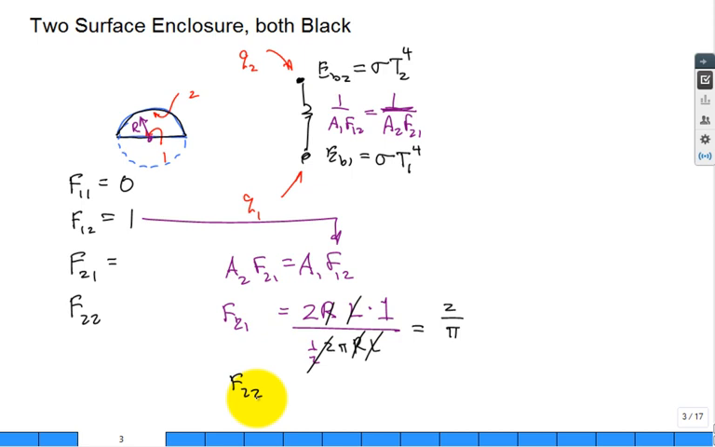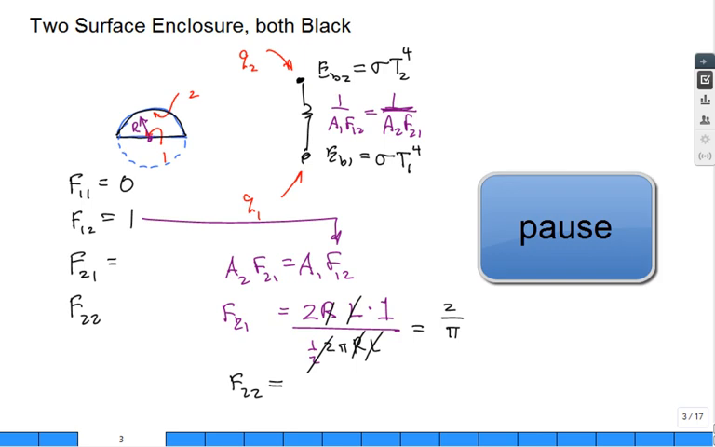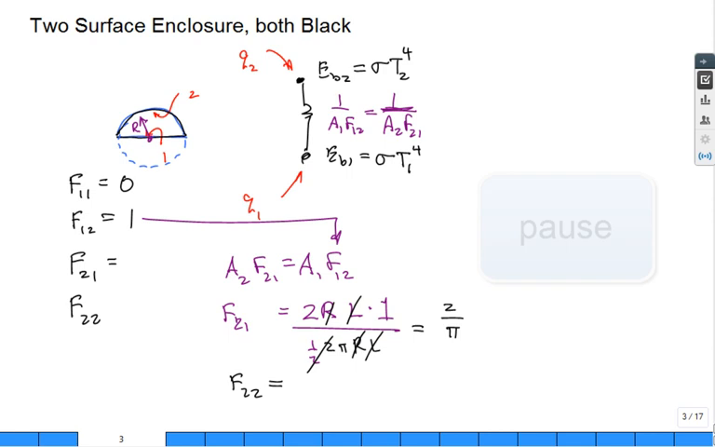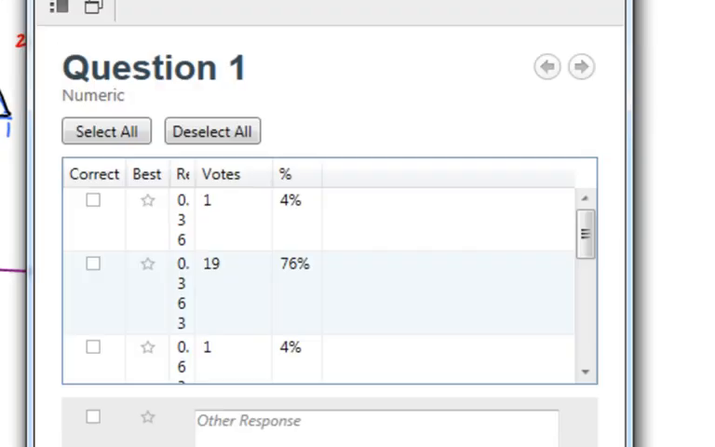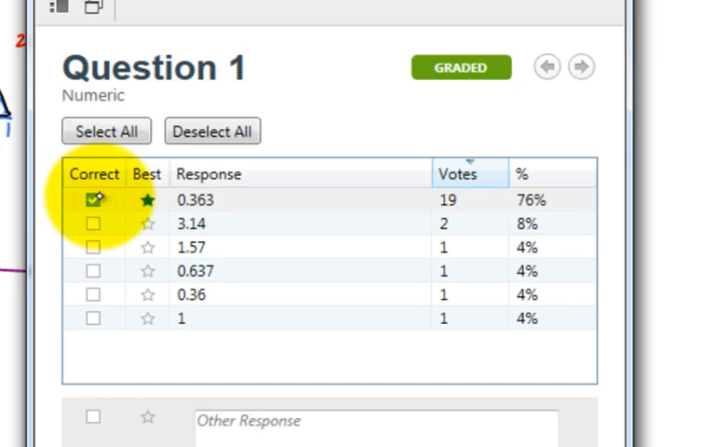How am I going to calculate that? I'll tell you what. I'm going to ask you to give me view factor 2 to 2. You're going to need your calculator to 3 significant digits. Let's go ahead and calculate the view factor 2 to 2 to 3 significant digits. All right, so let's go ahead and stop it, and we'll show the results. 0.363 is the right answer.